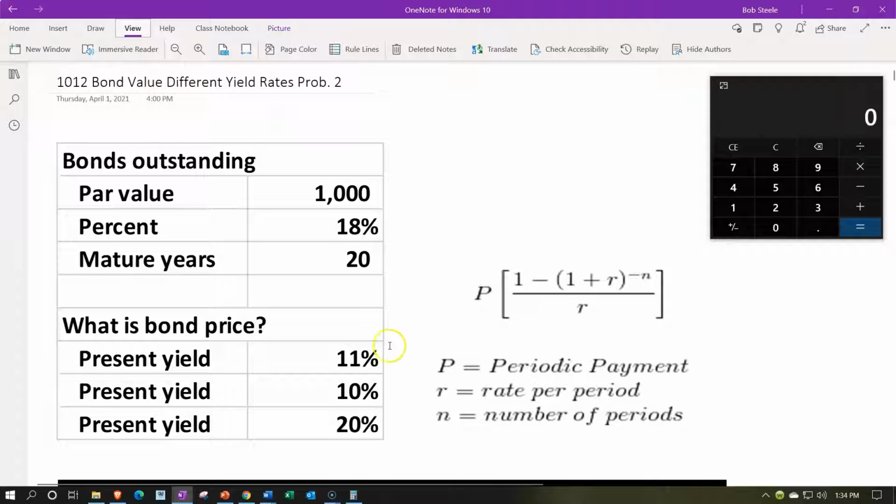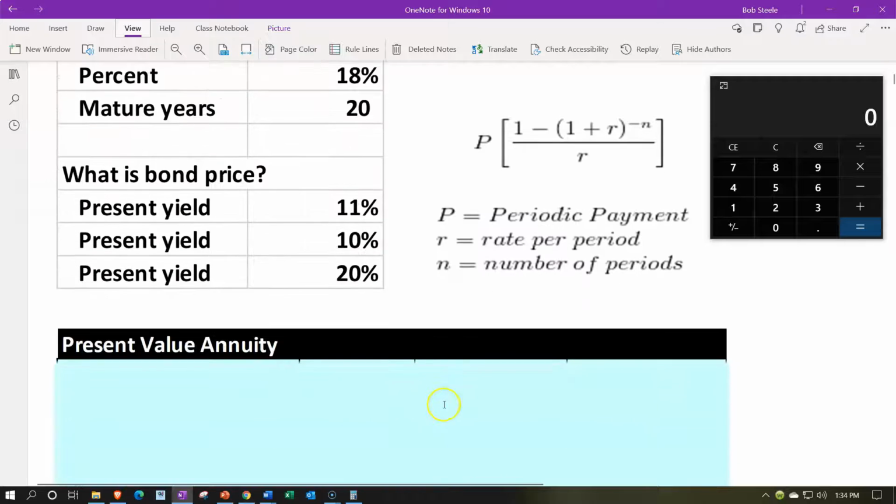So let's do that first with the market rate at the 11%. We're going to present value the annuity, a series of payments, that being the 1,000 times the 18%, the rate on the bond. Present value of an annuity formula is P times 1 minus 1 plus R to the negative N over R. P would be the 1,000 times 18%, the payments that would be happening, in our case, yearly, times 1 minus 1 plus R. R then is going to be the market rate, 11% in our example, to the negative n, number of periods, in our case yearly, 20 periods, over R, which again, market rate 11%.